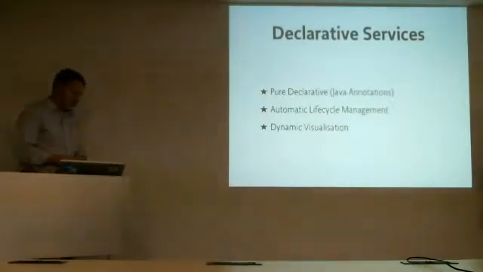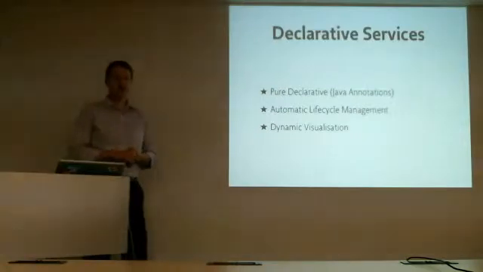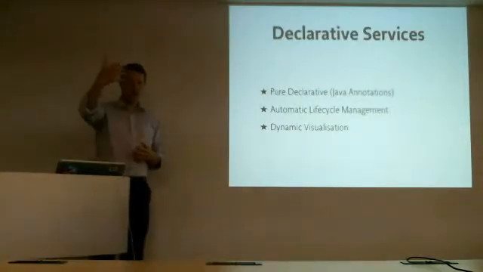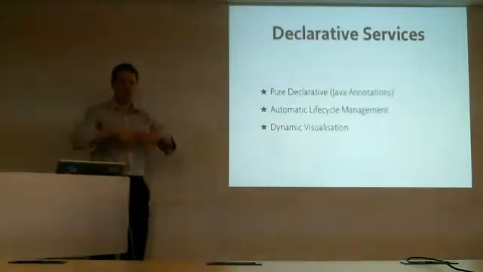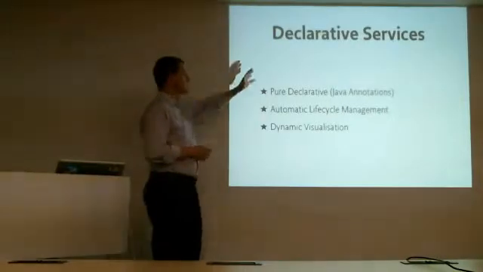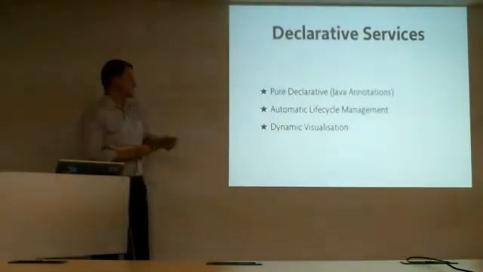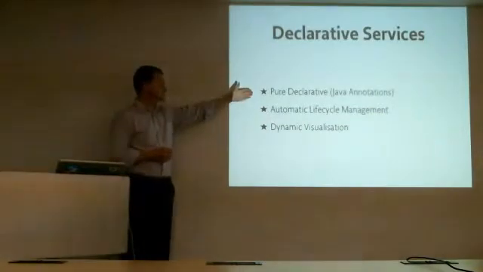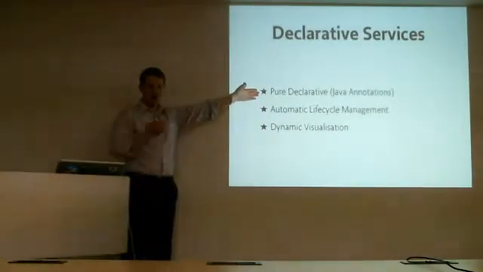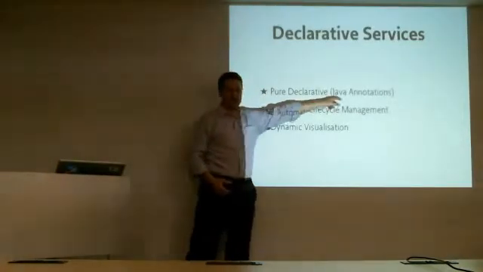So the solution to this, or one of the solutions to this, is to use a higher level framework. Don't use the low level API, but use something higher level that builds on that API. The one that I would use in most cases is called declarative services. So declarative services provides a pure declarative way of interacting with OSGi services via Java annotations.